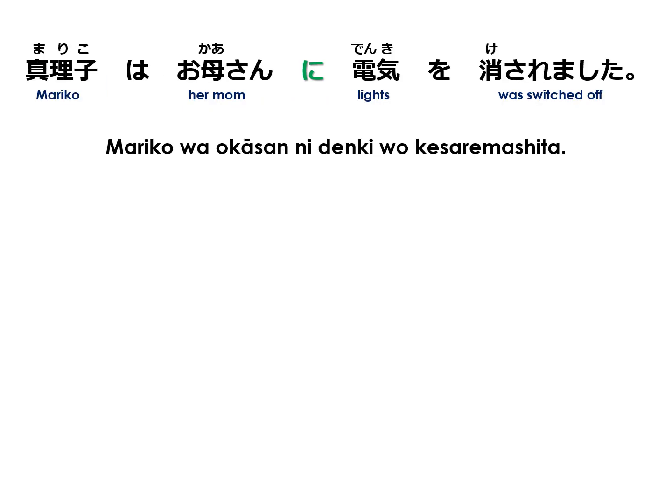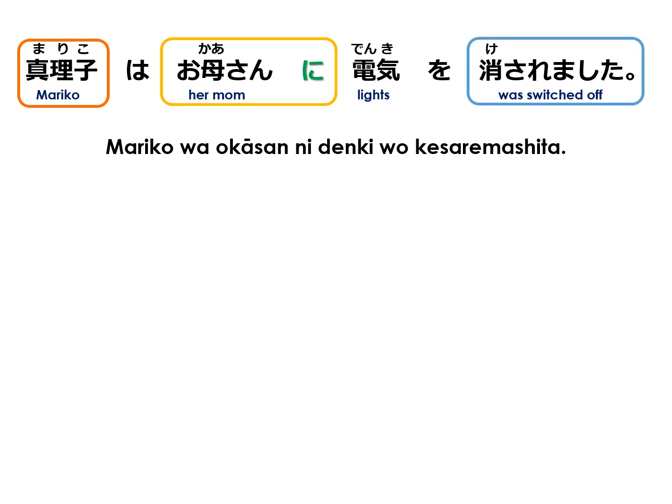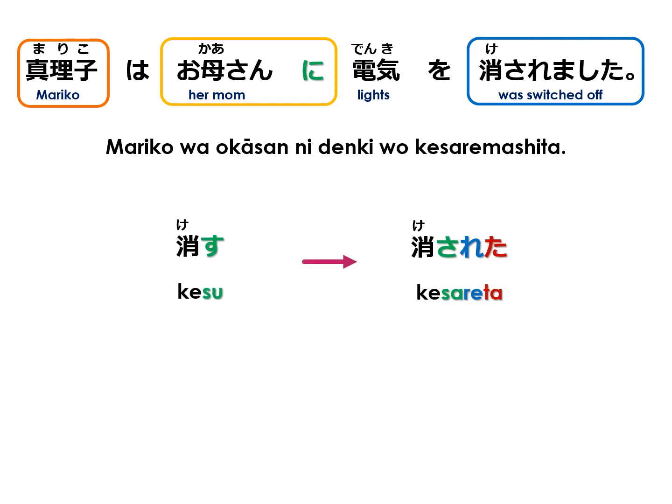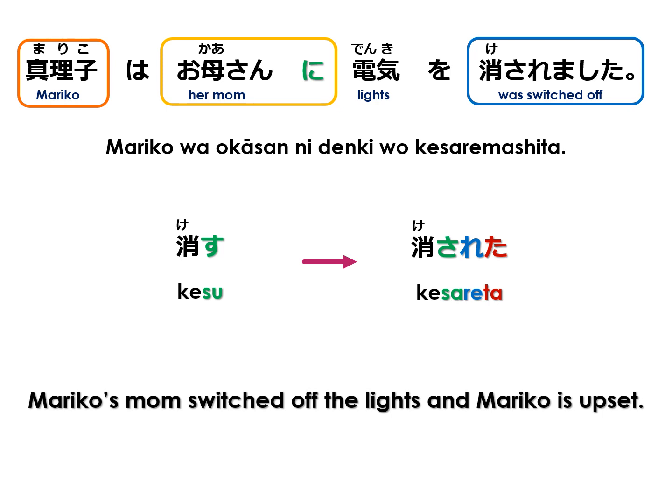Mariko wa okaasan ni denki o kesaremashita. The victim is Mariko. The perpetrator is okaasan, or Mariko's mom. And the passive verb is kesaremashita, which comes from kesu, will erase. It's a transitive verb. So the whole sentence translates to: Mariko's mom switched off the lights and that upset Mariko. So maybe it was bedtime.